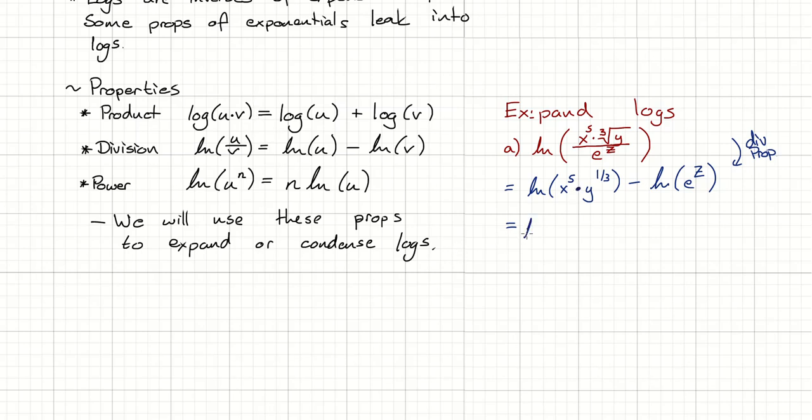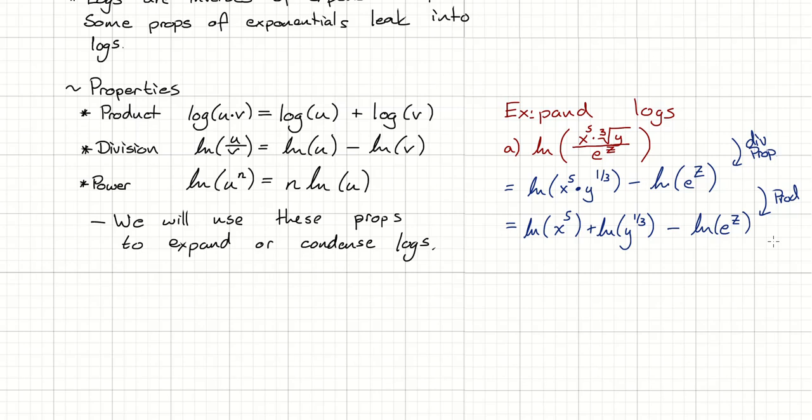This becomes a natural log of what's the first thing in my argument? X to the 5th. And then I'm going to close this, right? Plus the natural log of y to what power? The 1/3. And it's still minus the natural log of e to the power of z. We used the product property just now. Anything crazy happened yet?